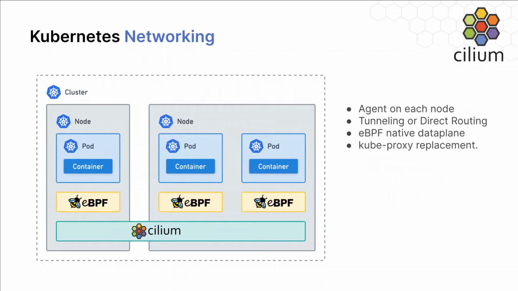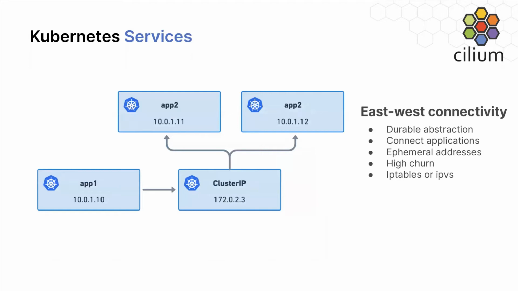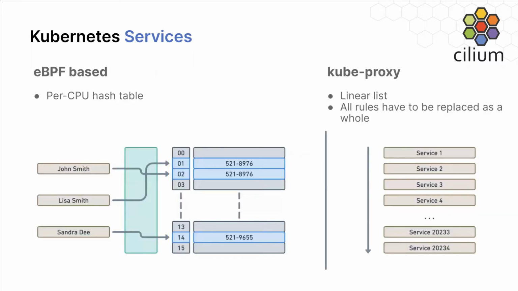And that's why eBPF comes around and provides a solution we call a kubeproxy replacement, which is basically east-west load balancing being tracked through eBPF maps, where Cilium is effectively able to update each entry for a given service as an atomic change, and is almost done instantly using eBPF. This obviously at scale makes a huge difference in terms of performance, especially with high churn environments. So we talk about east-west connectivity, the kubeproxy replacement, making sure that we are able to connect applications and that we keep that atomic change as performant as possible. So the eBPF-based implementation is a per CPU hash table instead of the kubeproxy, which is a linear list where all rules have to be replaced as a whole.